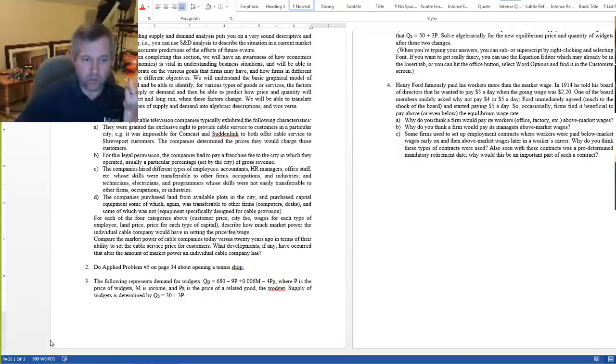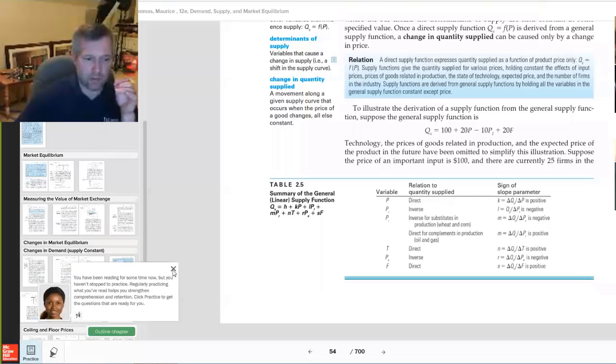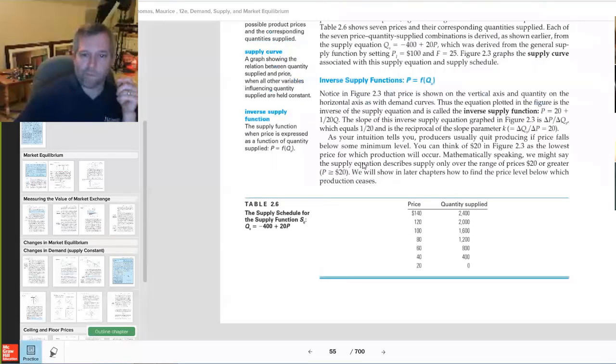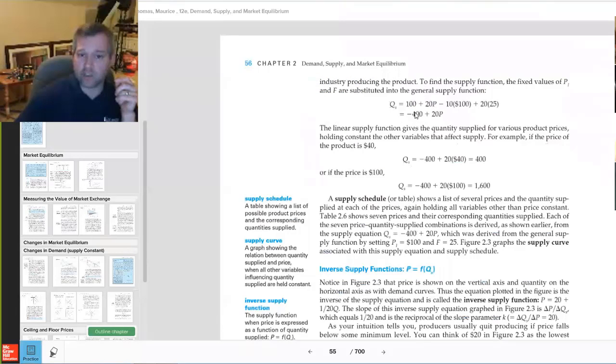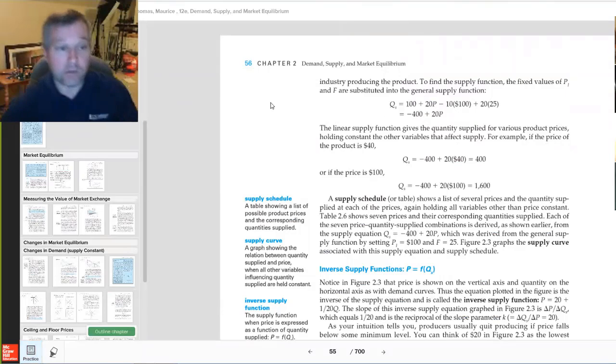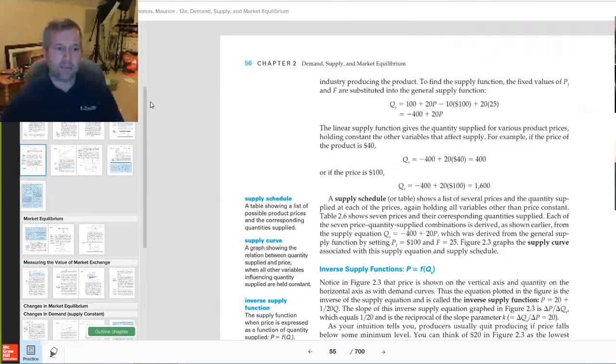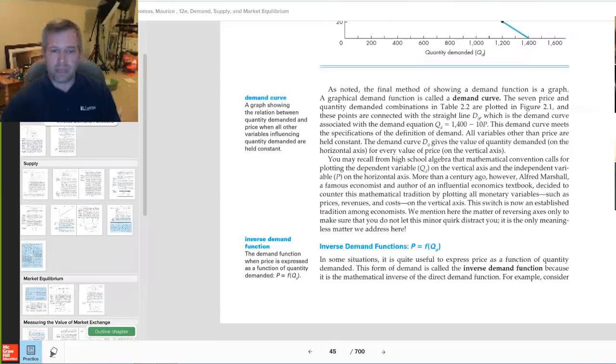Just like when we were able to trim this thing down, when we trim this down, I've got a quantity supplied equation with just a P term in it. So minus 400 plus 20P. Okay, I got you. And that was the same thing on the demand side too. Okay. I wanted to get it from something that was big with lots of numbers in it. Okay.